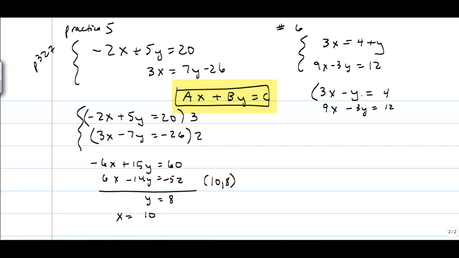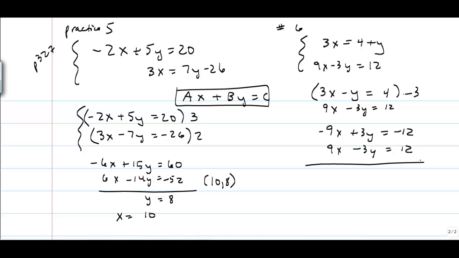And now I'm going to multiply the first equation by -3. When I do that, I will have a -9x and a +9x, and they'll add to 0. I have negative 9x plus 9x, which is 0. I have positive 3y minus 3y, which again is 0. Then I have negative 12 plus 12, which also equals 0.